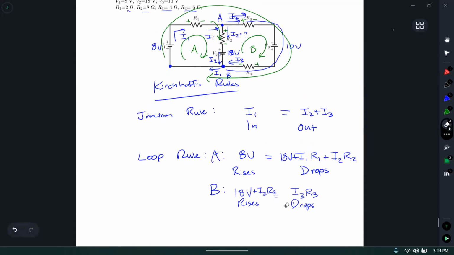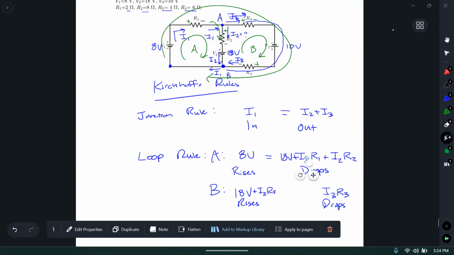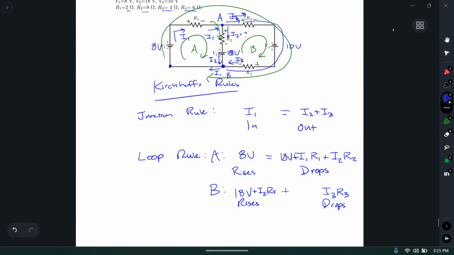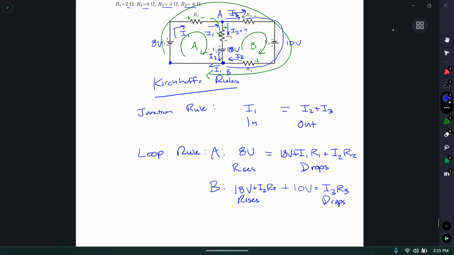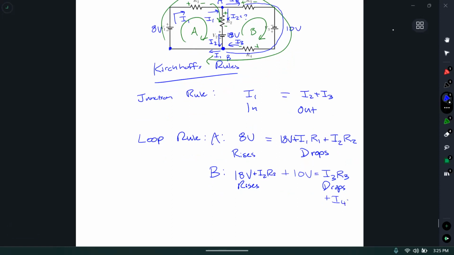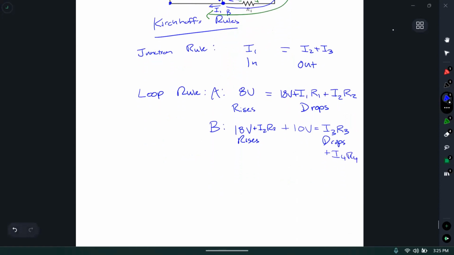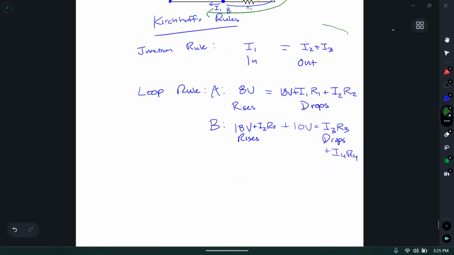So I should give myself a little bit more space here. Rise of 10 volts. And finally, I encounter R4, and I'm going positive to negative on that terminal. So that's a drop. Plus I4 R4 is my drop in potential. So these are my three equations, and that would be where I call it a day as far as the exam goes. But you could then solve these for I1, I2, and I3.